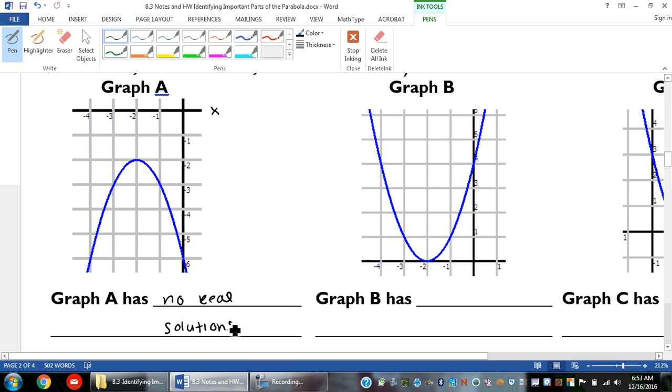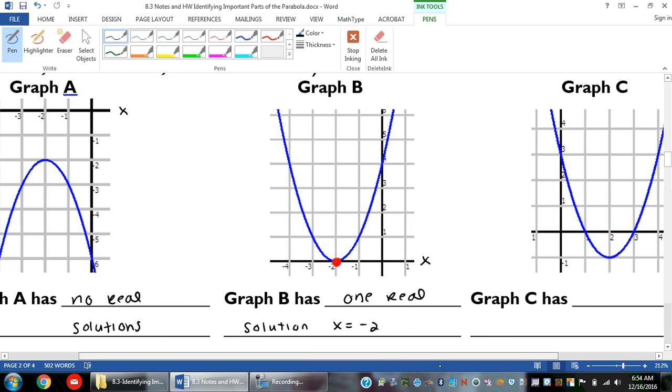All right, let's look at graph B. Here's my x-axis. If you notice, my graph intersects the x-axis once, so graph B has one real solution. And what is that solution? It's x equals negative 2. Now remember, if I ask for the x-intercept, that's the ordered pair, that would be negative 2, comma 0.